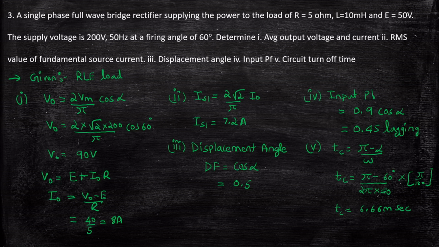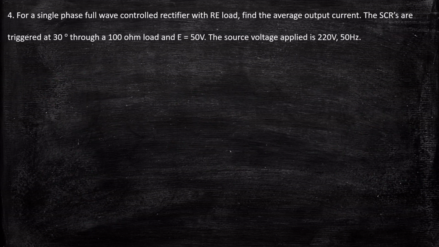I hope you were able to understand how to solve this problem. Now let's take a look at problem number 4. They have given, for a single phase full wave control rectifier with RE load, find the average output current. The SCRs are triggered at 30 degree through a 100 ohm load and E equal to 50 volt. The source voltage applied is 220 volt 50 hertz.